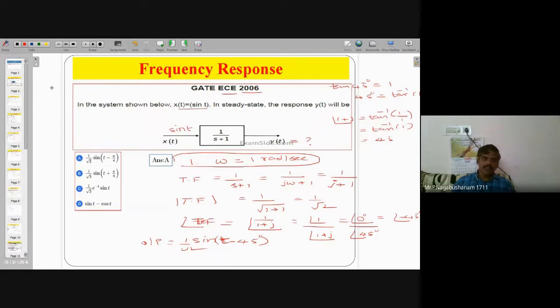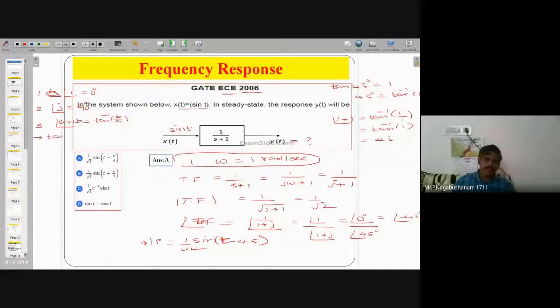The angle of a real part is always 0 degree (positive real part). Second, the angle of a purely imaginary part is 90 degree. Third, the angle of A plus iB, real plus imaginary, is tan inverse B by A. That's only 3 cases.